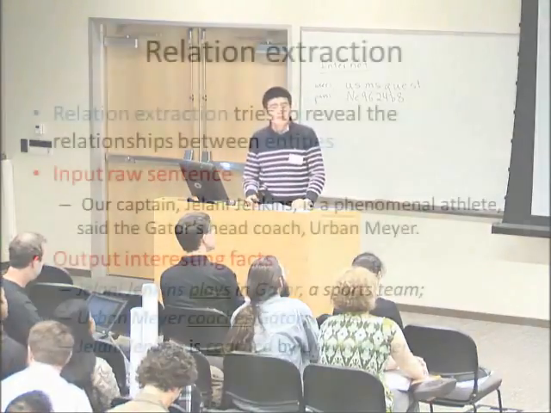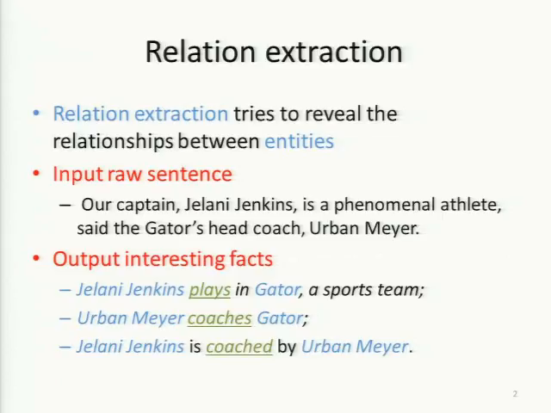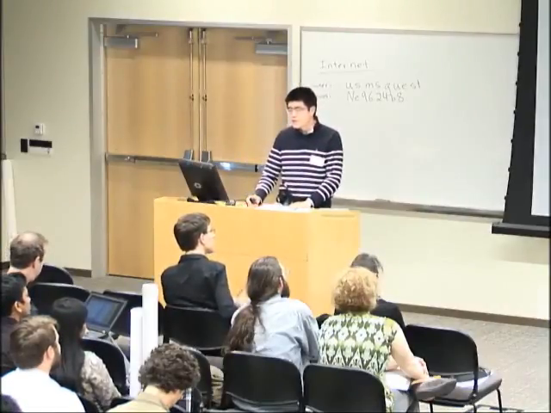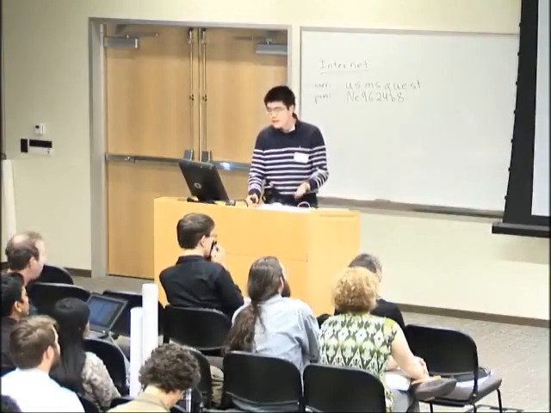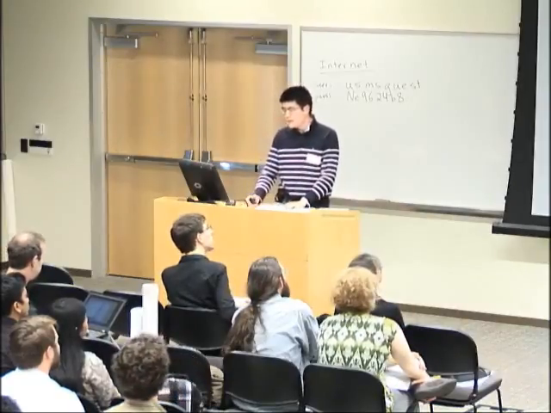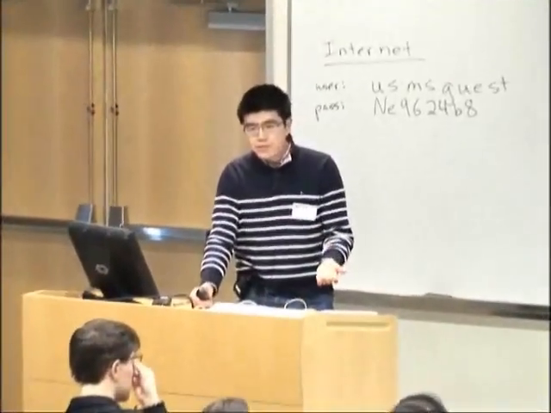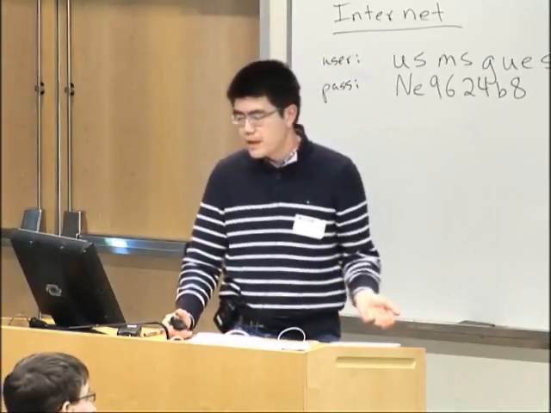As you may know, relation extraction is a very important task in natural language processing and artificial intelligence. I hope this simple example can help you understand the goal of relation extraction. Suppose we have some raw sentences, like "Our captain, Janali Jenkins, is a phenomenal athlete," said the Gators' head coach, Urban Meyer. After a human reads this sentence, he can get some interesting facts, like Janali Jenkins plays in a football team, the Gators, and Urban Meyer coaches the football team, the Gators. So the question is, can machines do the same thing as human beings, get these facts and input them into the machines?